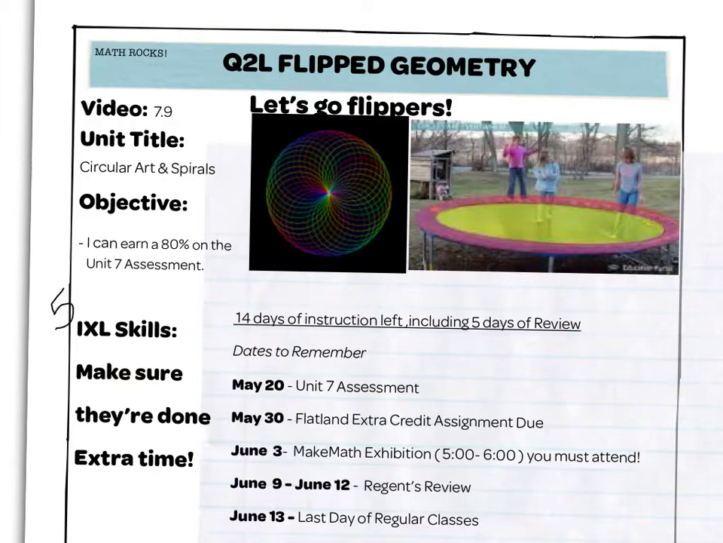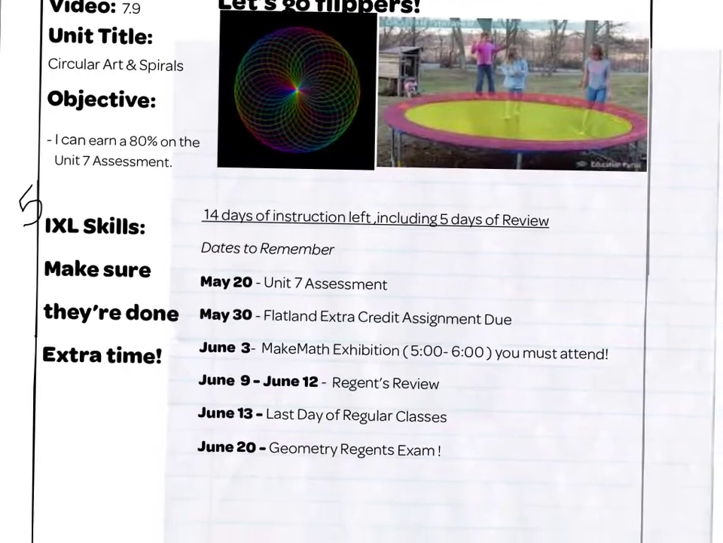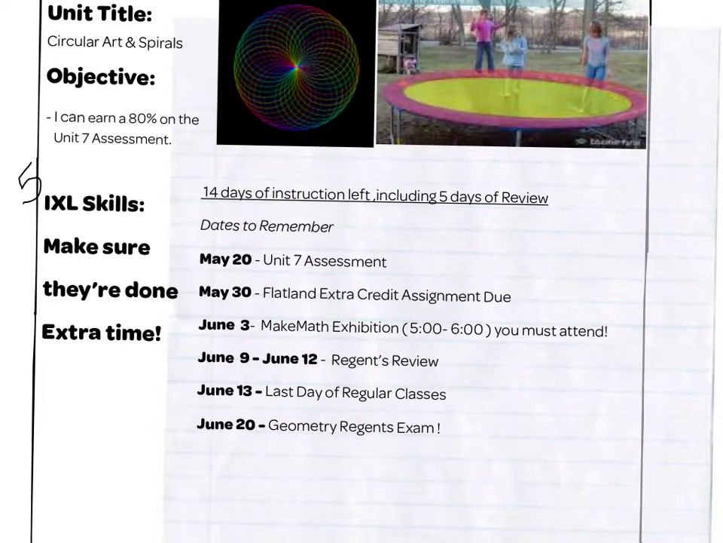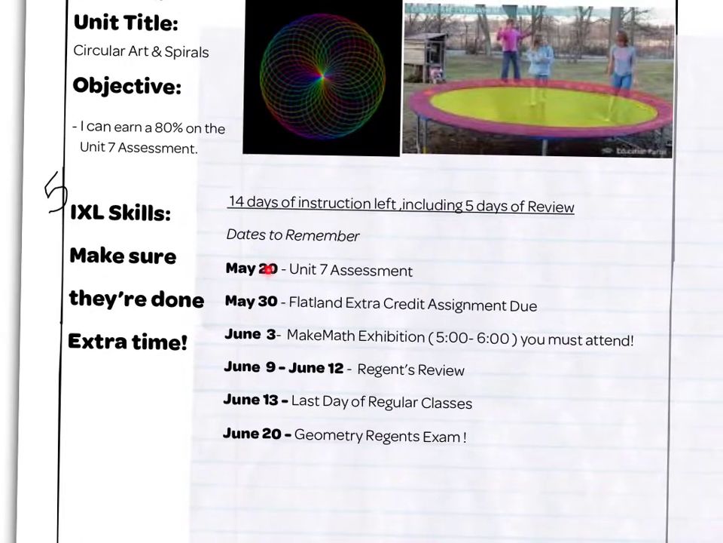All right, for the next 14 days that we have left, and those include 5 days of Regents Review, this is what's important. May 20th is going to be your Unit 7 assessment. May 19th, Monday, tomorrow, will be a group assessment. Make sure you're ready for that. May 30th, the Flatland Extra Credit assignment is due. No exceptions. It must be turned in.